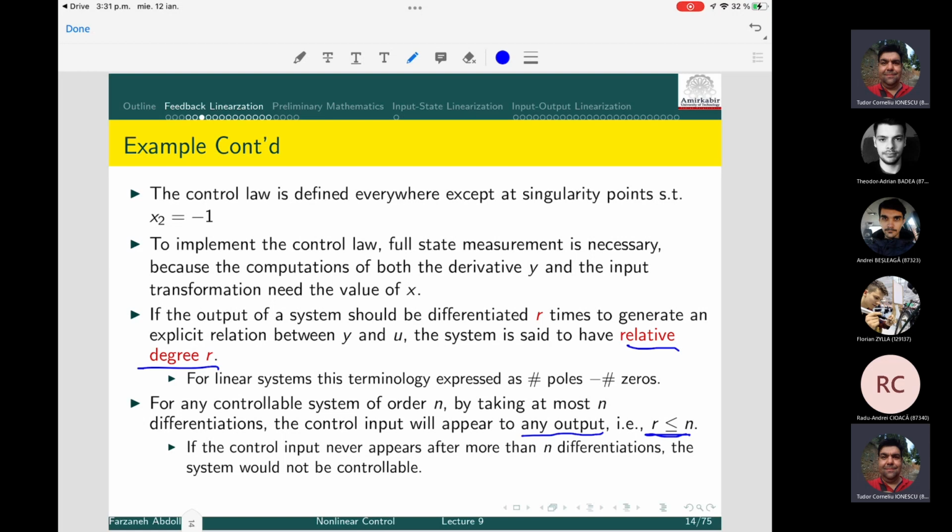This is very interesting. So this is another characterization of controllability. If the relative degree is not less than or equal to the dimension of the system, then the system is not controllable. This is very interesting, isn't it?